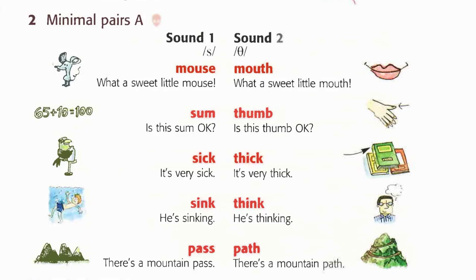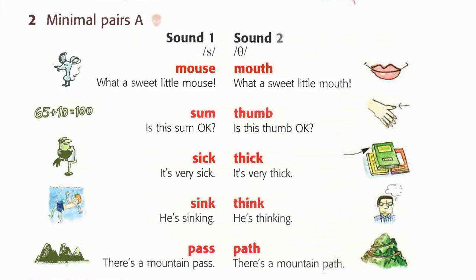Minimal pairs A. 2a. Mouse. Mouth. Some. Thumb. Sick. Thick. Sink. Think. Pass. Path.